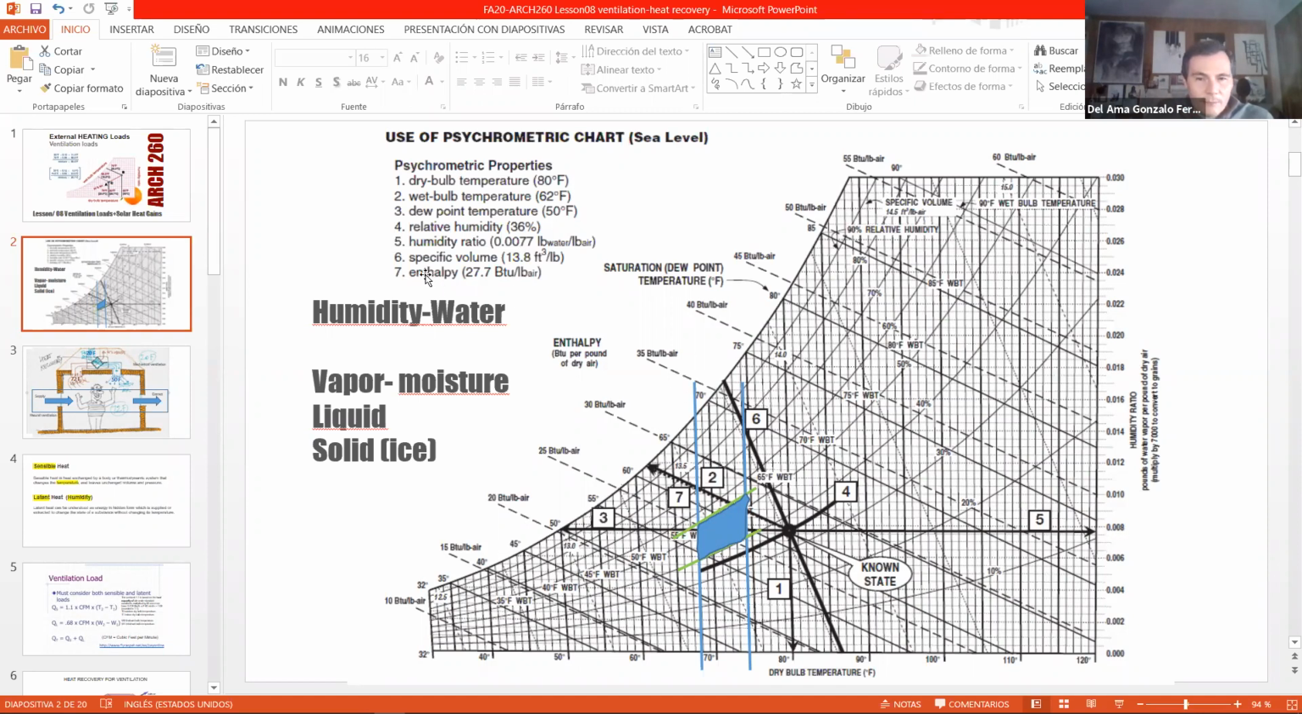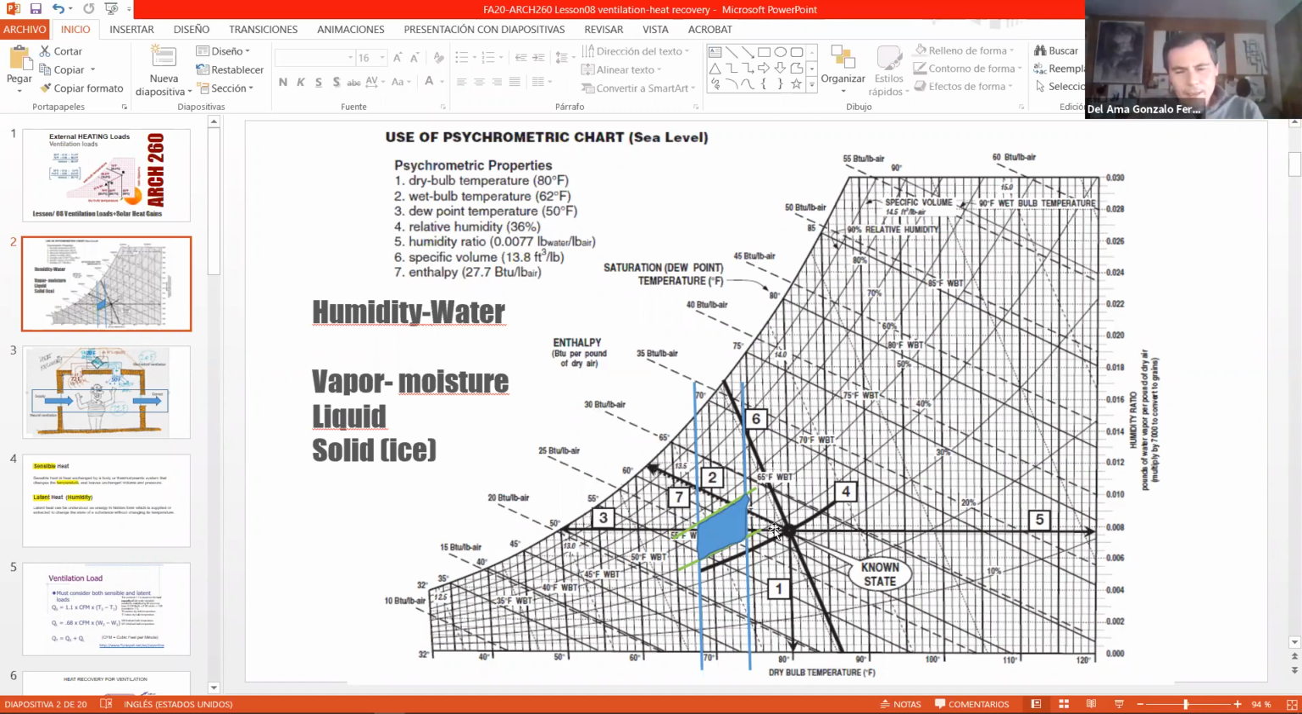And then we have the enthalpy. We move from this point through this line, number 7. The line for the wet bulb and the enthalpy, as you can see, is the same. It's line 2 and line 7, so it's the same, but the scale is different. Those values here are the enthalpy values. So this is 25, this is 30. If we are in the middle, it should be 27. So the enthalpy is 27.7.